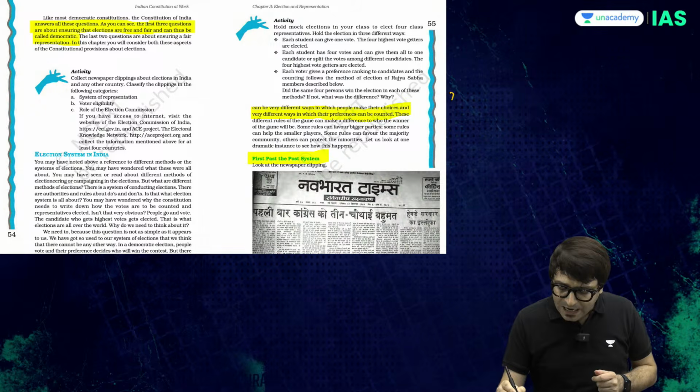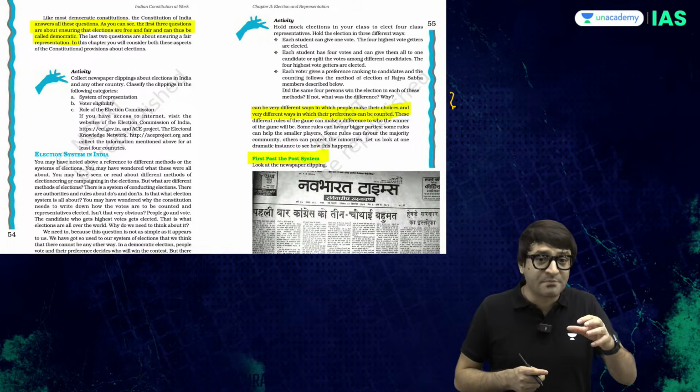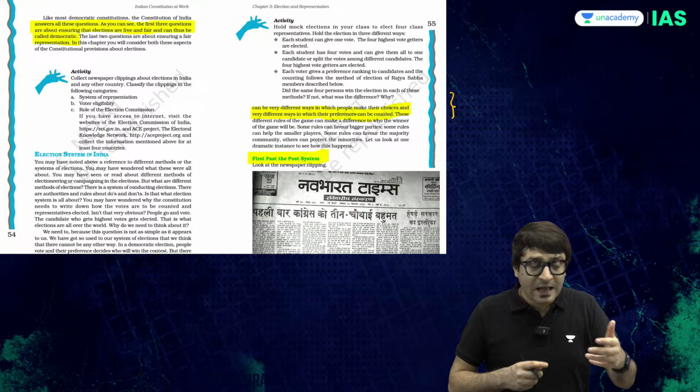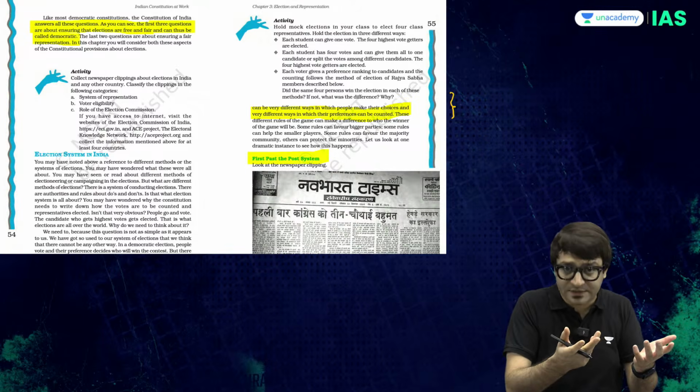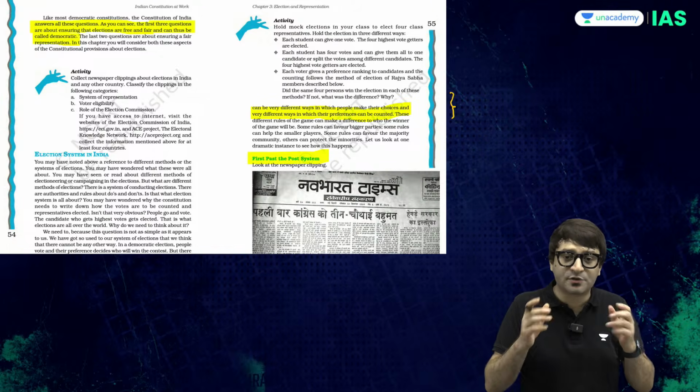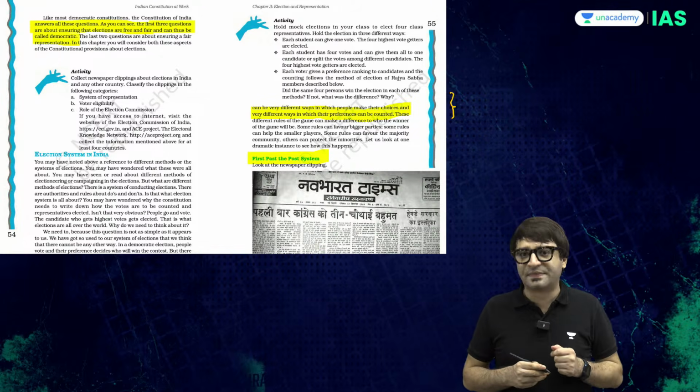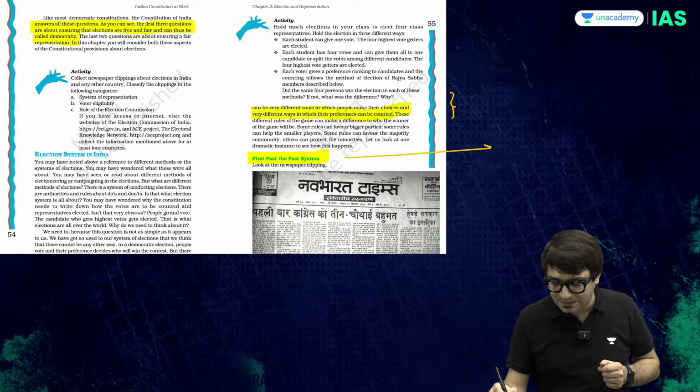But how do people vote? What is the method of election? How are people able to elect their representatives? There can be different methods, and we will discuss such different methods today. But the first important method is the first past the post system.